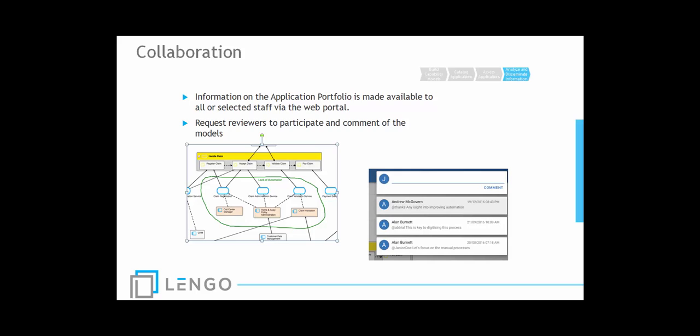Finally, the information that we've got and the assessments and the decisions that we've made, we need to share that with the broader community. And the information that we've got on our application portfolio can be made available to the various communities of users via the web portal. And we can request the reviewers to participate and comment on the models and the findings and the suggestions and recommendations that we have, and basically get the broader community involved and using the content so that we can collaborate with them as the projects that are going to be implemented proceed.